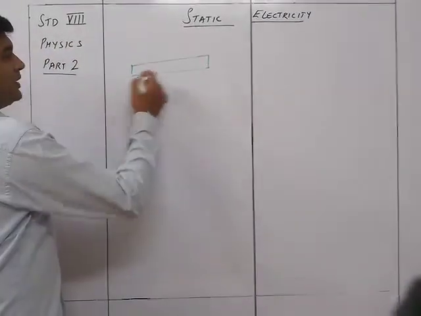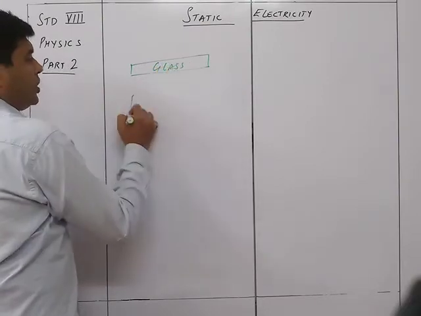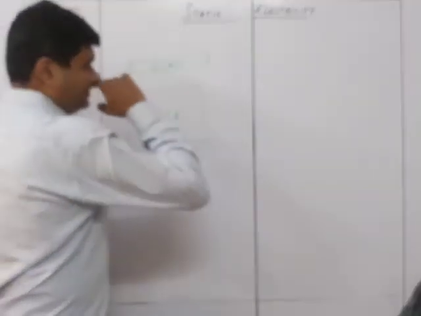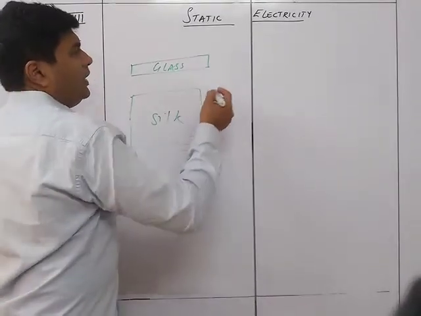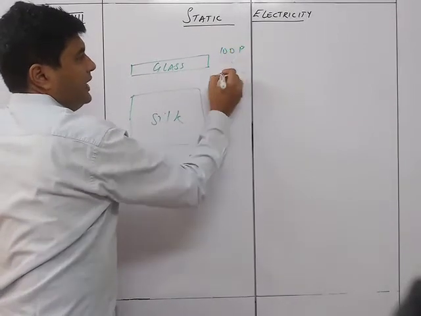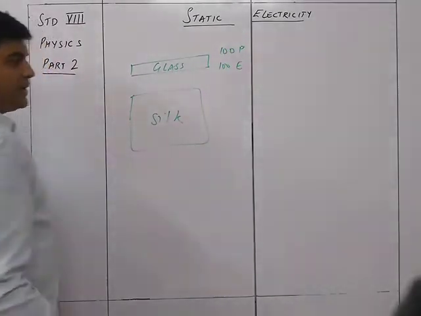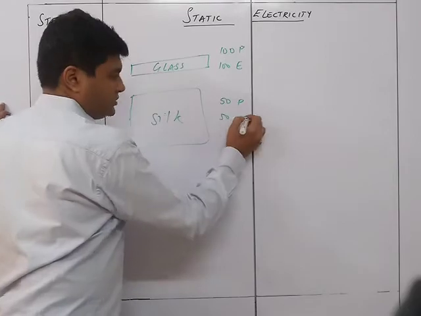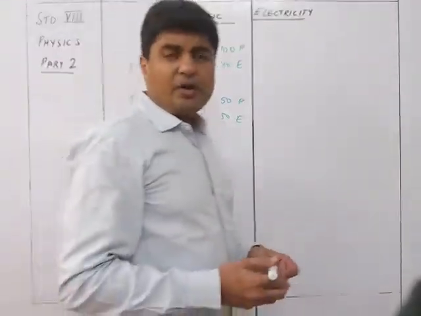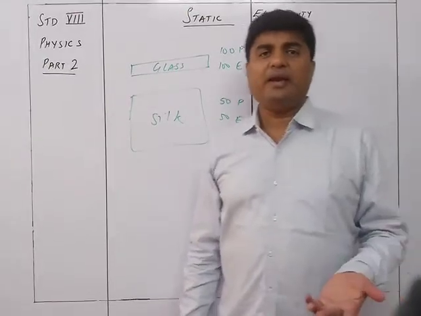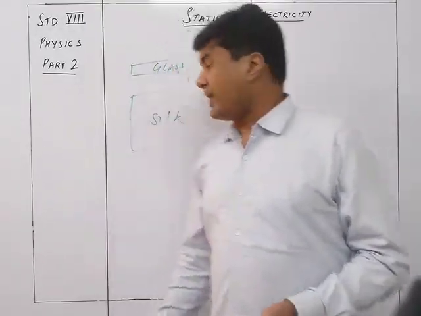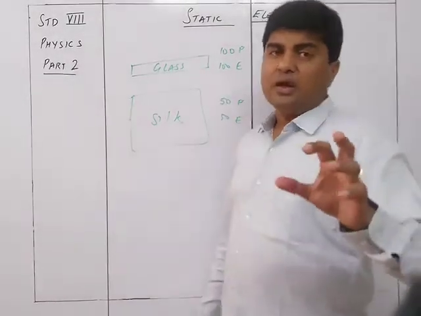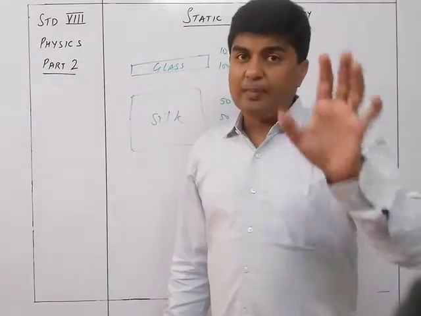So if I take this glass rod and the silk cloth, suppose the glass rod has, let's say, 100 protons and 100 electrons. The silk cloth has 50 protons and 50 electrons. See, they are neutral. We know that the number of protons and the number of electrons in any particular atom is the same. That's why you have 100 protons and 100 electrons. This is just a small example. There is nothing you need to write as an answer, but I am giving you this example just to make you understand.